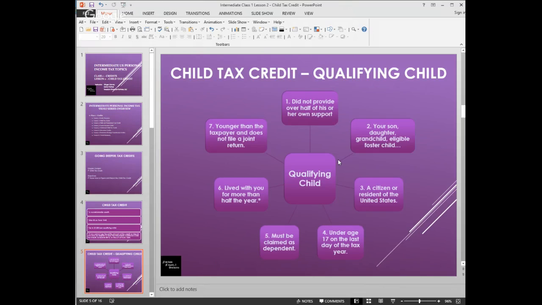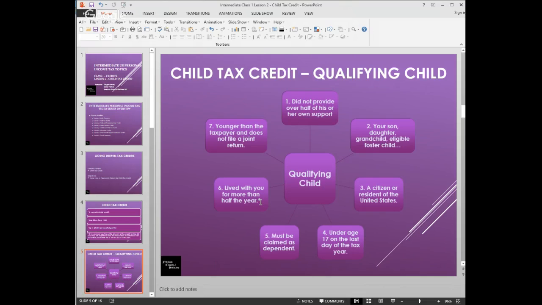They need to be under age 17 on the last day of the tax year. They also must be claimed on the tax return that is claiming the credit. So for this particular child tax credit, you must claim the dependent. They also need to have lived with you for more than half the year, except as we've discussed before, in the instance where you have divorced or separated parents and the non-custodial parent, the parent that the child does not live with for more than half the year, is going to claim the child, and the custodial parent is going to allow that. So that's what this asterisk is for here on number 6.